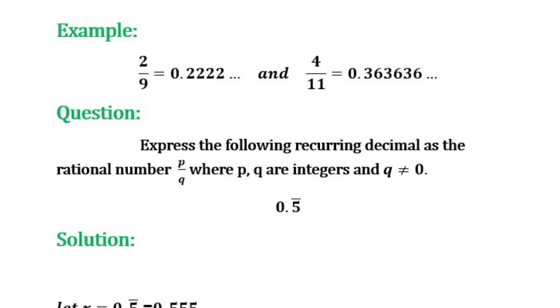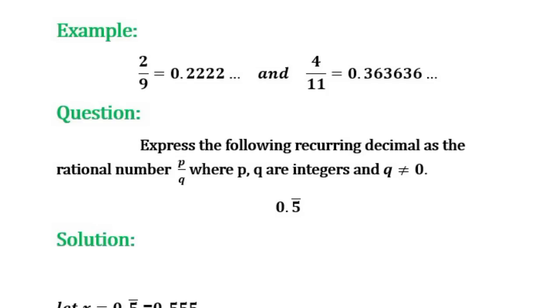And 4 by 11, by solving this we get 0.363636 and so on. It shows that it is not necessary that only one number will repeat. A pair of numbers, three numbers, or four numbers can also repeat. In the first example only 2 is repeating. In the second example 36 is repeating. So this is called a recurring or non-terminating decimal fraction.